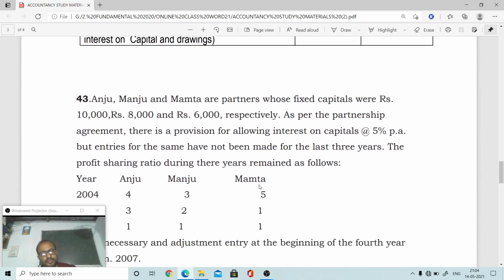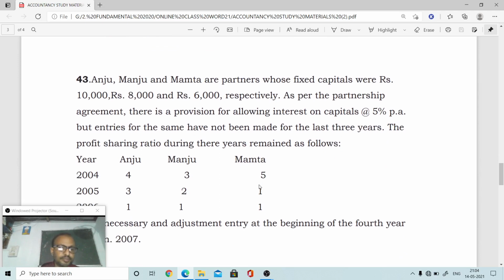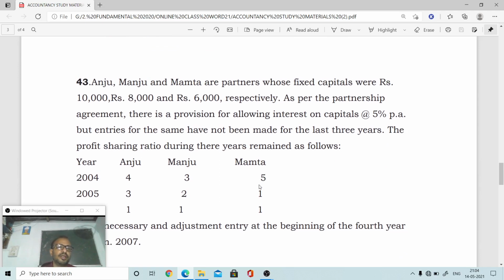Now there is the last question from this chapter, that is fundamentals of partnership. Here also you can see that there are 3 partners, Anju, Manju and Mamta, and they have a fixed capital, meaning fixed capital method, and their fixed capital was shown, that is 10,000, 8,000, 6,000. As per the partnership agreement, the provision is there related to interest on capital, but the entries for the same have not been made for the last 3 years.